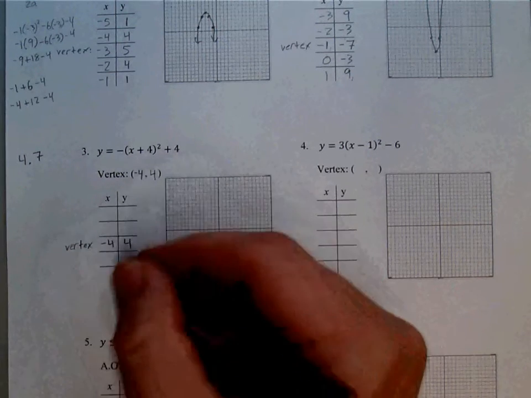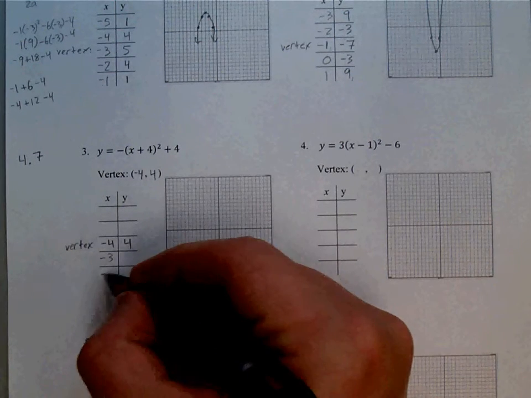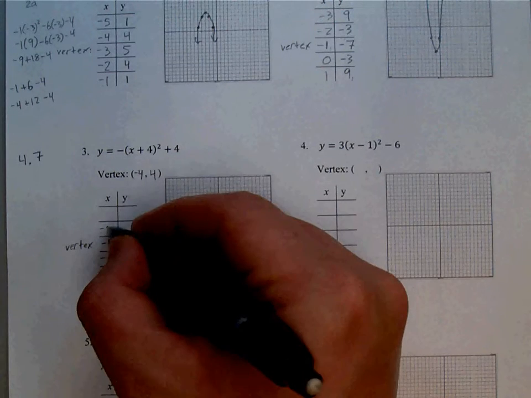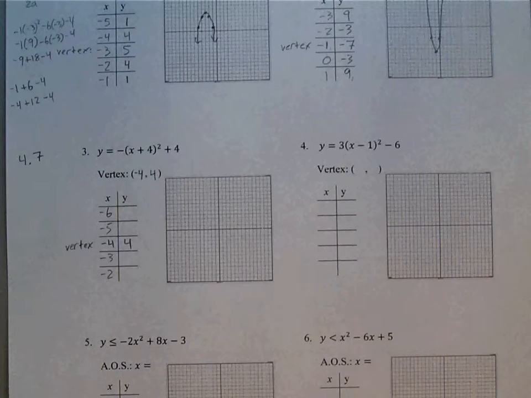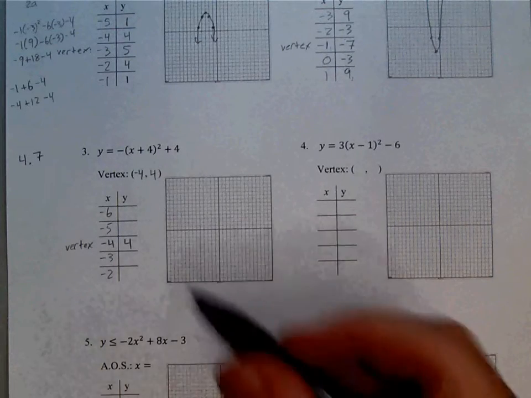Then you're going to surround negative 4. To the right, you go negative 3, negative 2. To the left, I go negative 5, negative 6. So let's start plugging in. Let's plug in negative 2.